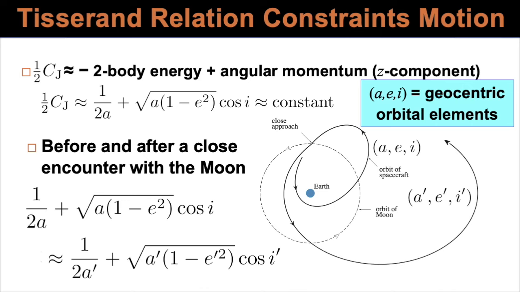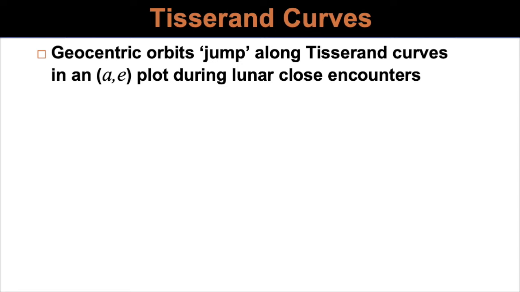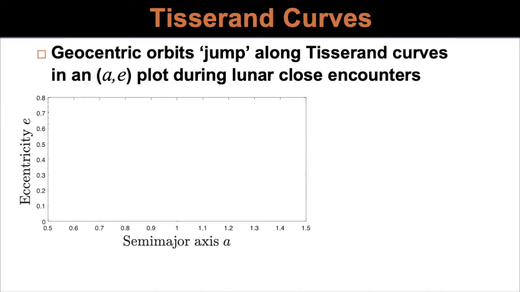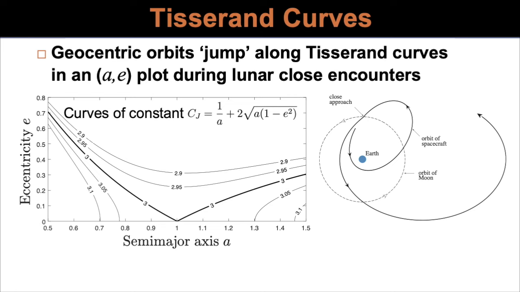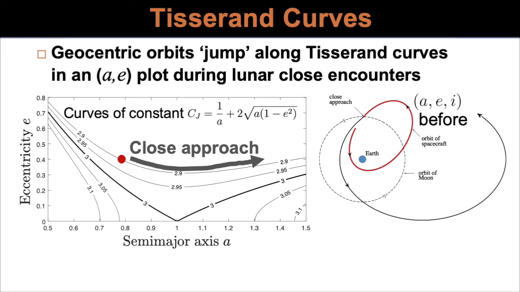Often we interpret this by looking at a semi-major axis versus eccentricity plot. And we can look at close encounters as corresponding to jumps along a Tisserand curve. So if we look at this a-e plot, we've got semi-major axis non-dimensionalized, so 1 equals the orbit of the moon, and then eccentricity. If we plot some contours of this Jacobi constant, say that example from before had an initial orbit with a semi-major axis of around 0.8 and eccentricity of around 0.4, and if we were to calculate the Tisserand parameter, it would be around 2.9. That means after that close encounter, we're going to be somewhere else on this curve. In this particular case, after the close approach, which happens over a relatively short amount of time, you get within the sphere of influence of the moon, and now you've got a different semi-major axis, eccentricity, and inclination.